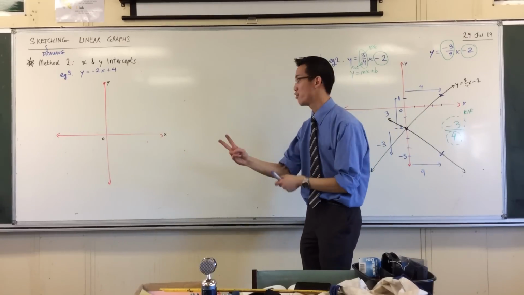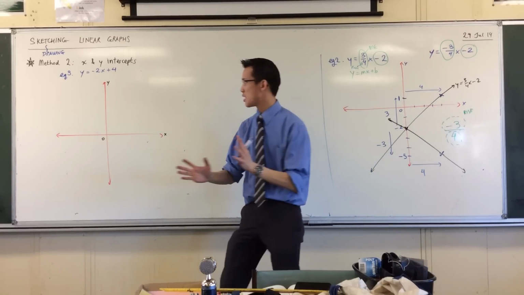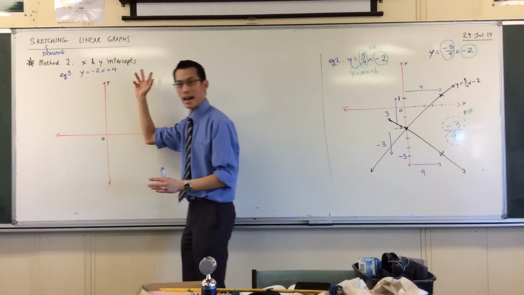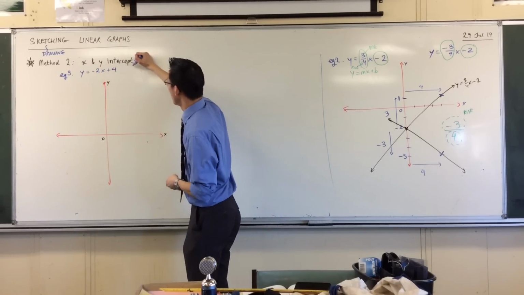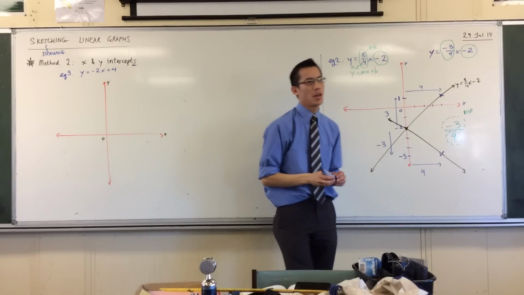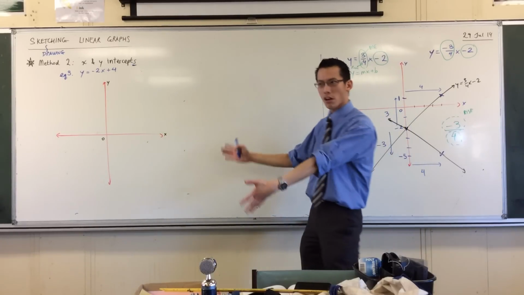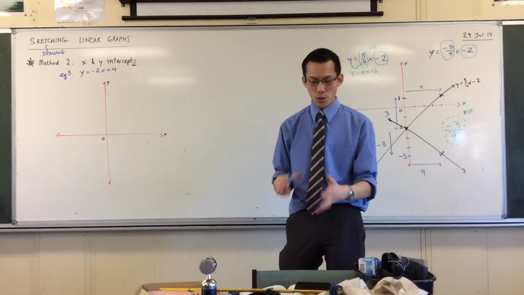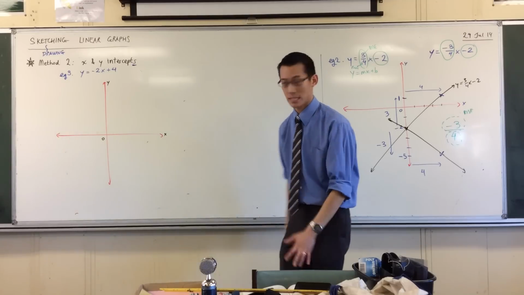Method number 2, instead of slope-intercept, it's x and y-intercepts, plural. Okay, so here's the way it works. You still get an equation, you still got a set of axes, but the steps we're going to go through are slightly different.